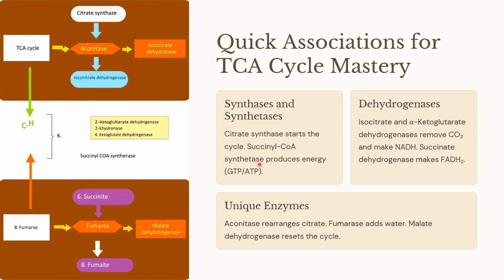Succinyl-CoA synthetase will produce energy, that is one thing one has to remember, in the form of GTP or ATP. Dehydrogenases will remove carbon dioxide and make NADH. And there are unique enzymes: aconitase rearranges citrate, fumarase adds water, and malate dehydrogenase is the final enzyme which resets the cycle.